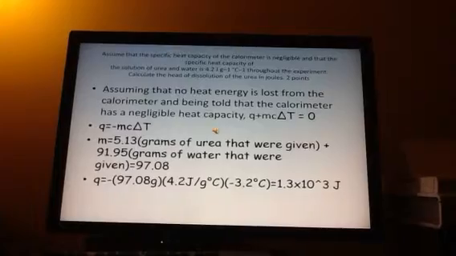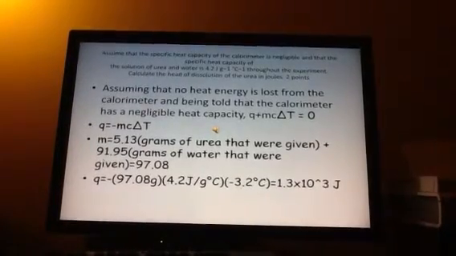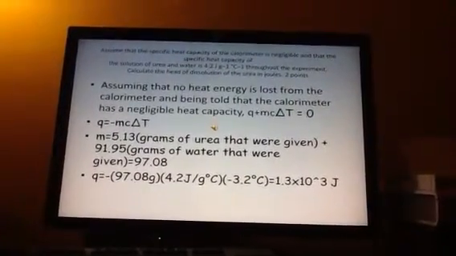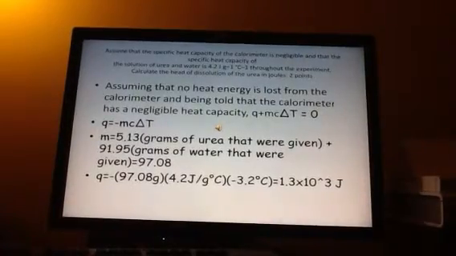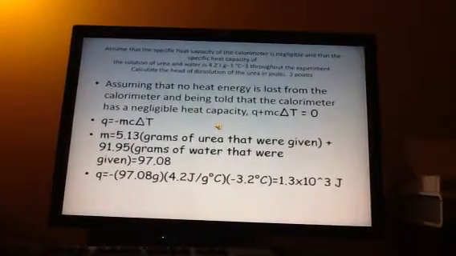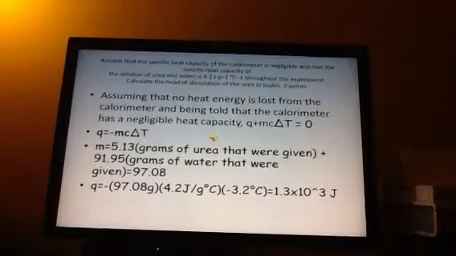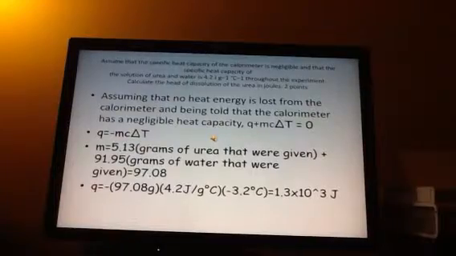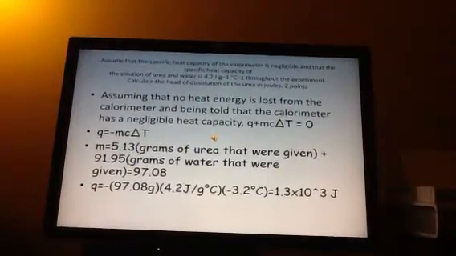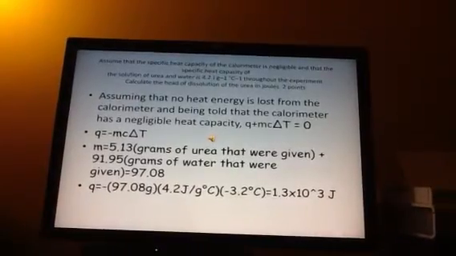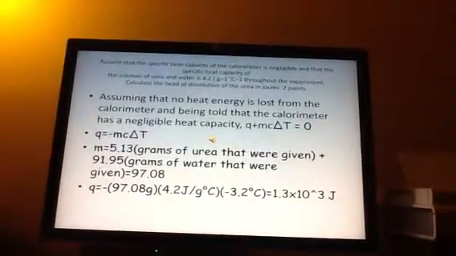And then you have to find M, which you can figure out by using the grams of urea that were given, which is 5.13, and add it to the grams of water that were given, which is 91.95. So the total mass is 97.08 grams. And then you use this value and substitute in for the equation. So you do Q equals negative 97.08 grams times the 4.2 joules per gram degrees Celsius and multiplied by negative 3.2 degrees Celsius, which was given to you from the last question. And that ends up being 1.3 times 10 to the third joules as the heat of dissolution.